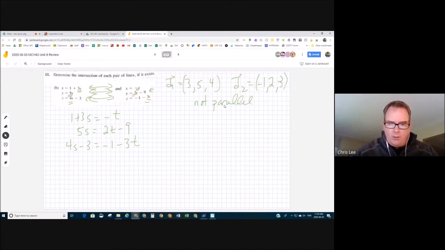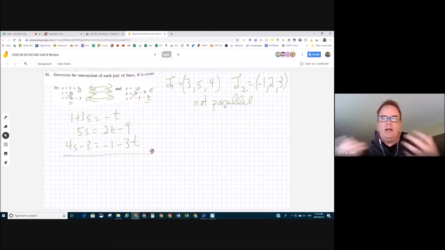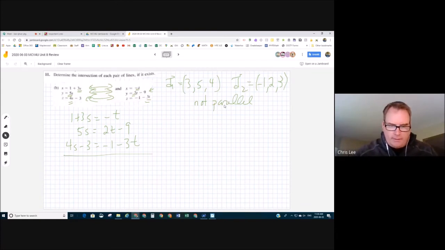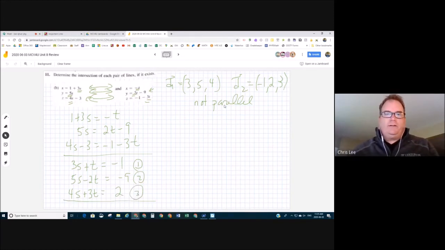Now we're going to rearrange this so it looks like a grade 10 question. I'm going to leave the 3s there, bring the -t across and make it +t, and put the -1 on the other side, and call that equation 1. Then I'll have 5s minus 2t equals -9. I'll call that equation 2. And 4s plus 3t equals 2, and I'll call that equation 3. Any questions so far?